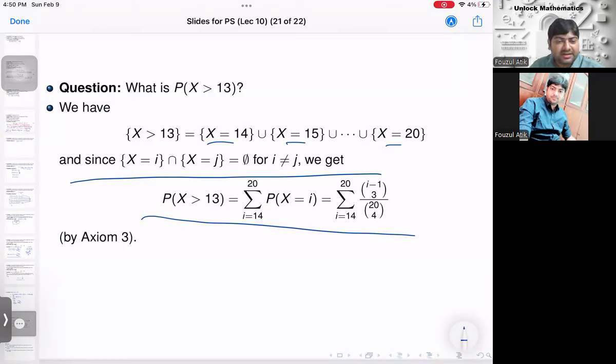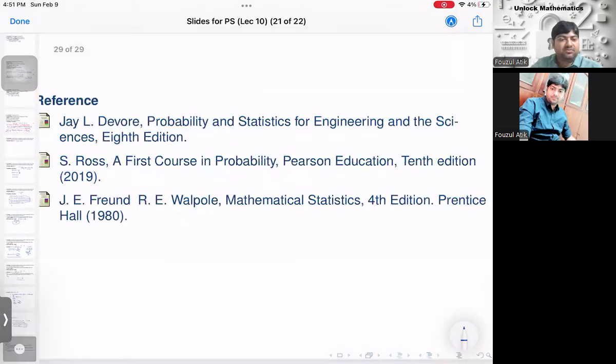So these are some things about random variables. Then we discussed the discrete random variable, and a few examples. The contents have been taken from these references.